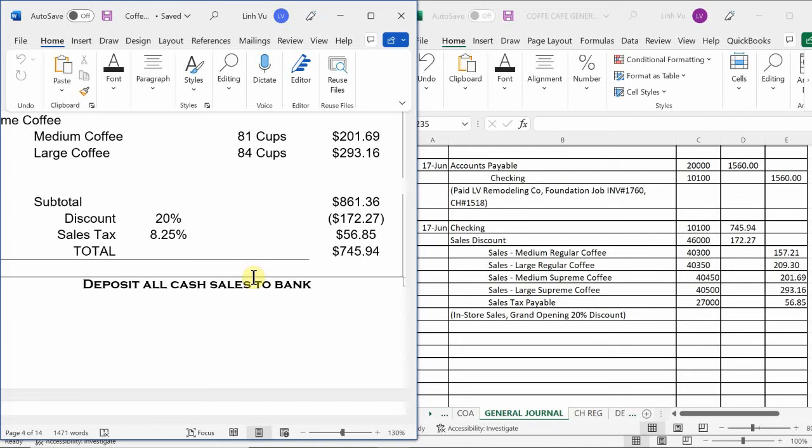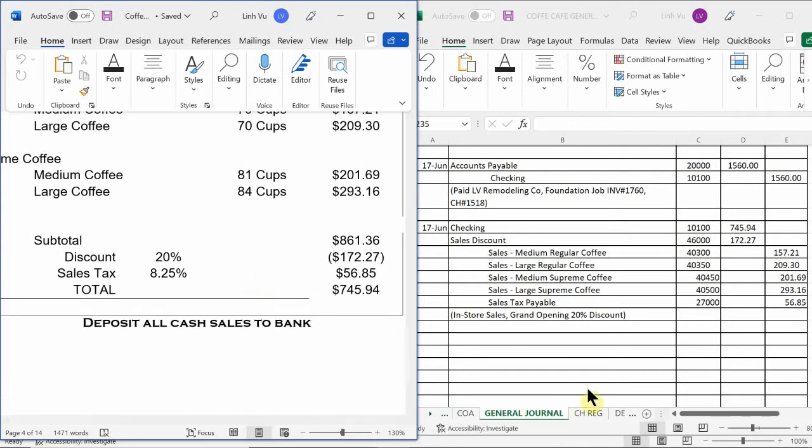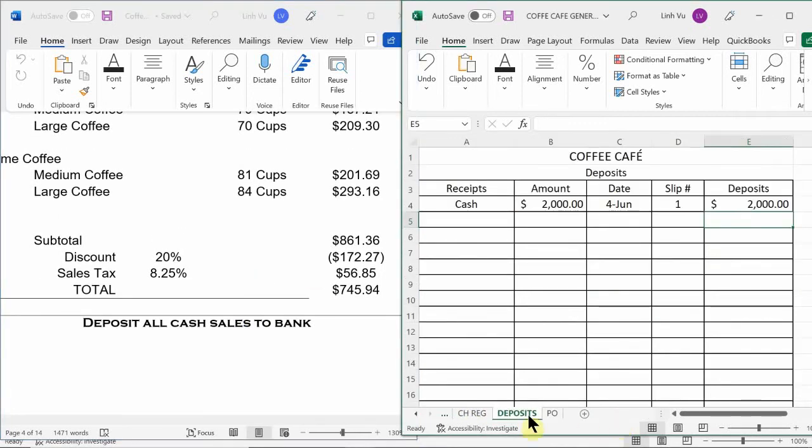Now, that's why I didn't have you put the money into the cash register. Why not? Because it needed to be deposited. Correct. In this case, I put checking because I need to put the money in the bank, not in my cash register. So that's exactly what I did here, which means I have to deposit all the money into the bank. So in this case, I need to go to my deposits.